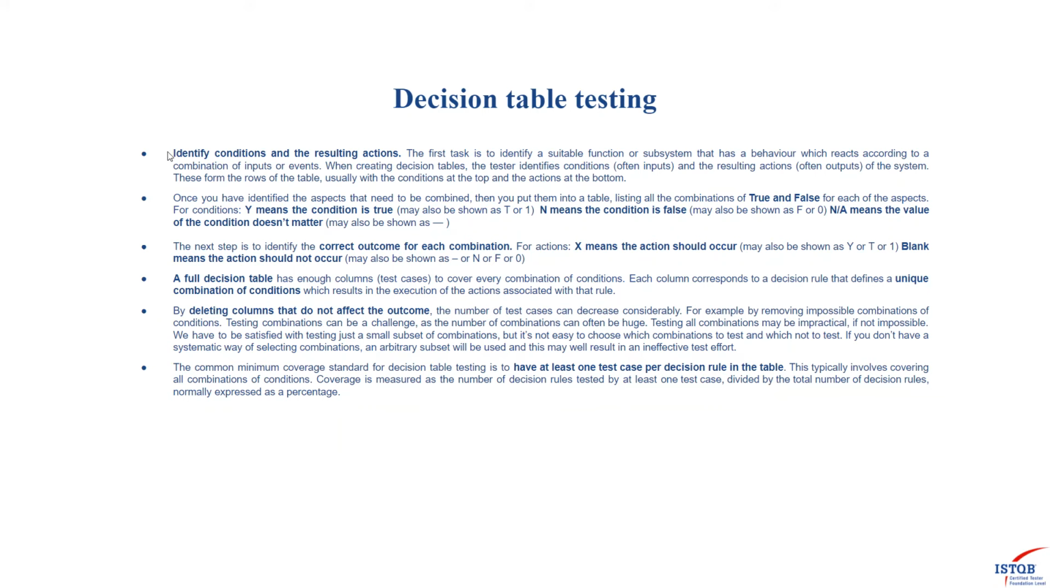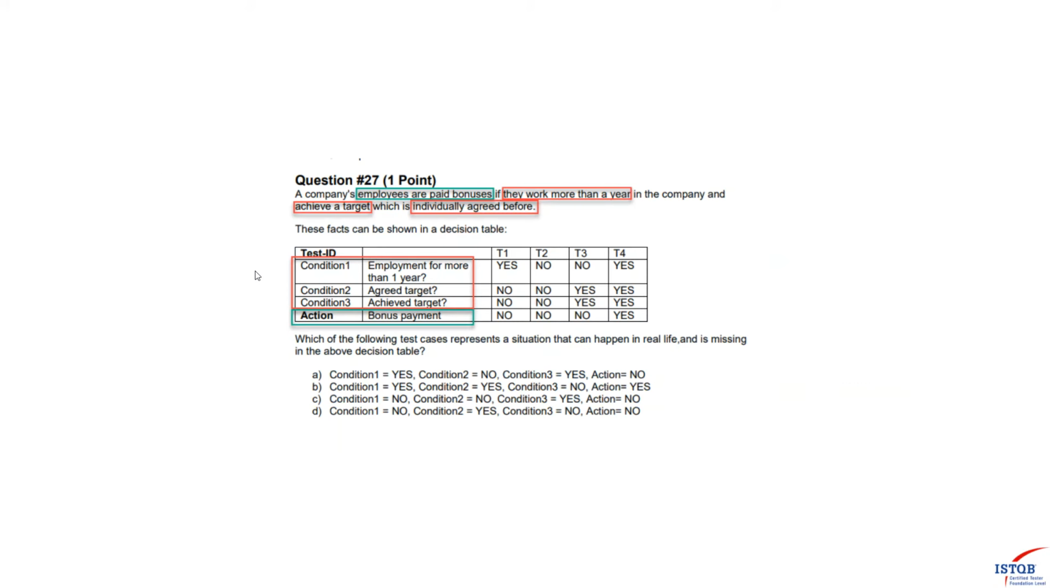The first task is to identify conditions and the resulting actions. We need to define conditions and results and create a table. We have business requirements. A company's employees are paid bonuses if they work more than a year in the company and achieve a target which is individually agreed before, which are transformed into conditions in the table. Condition number 1, employment for more than 1 year. Second condition is agreed target and the third one, achieved target. And we have only one resulting action, bonus payment. As I said, this was already done for us.